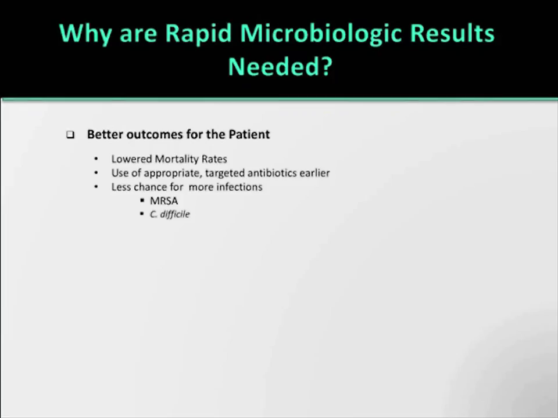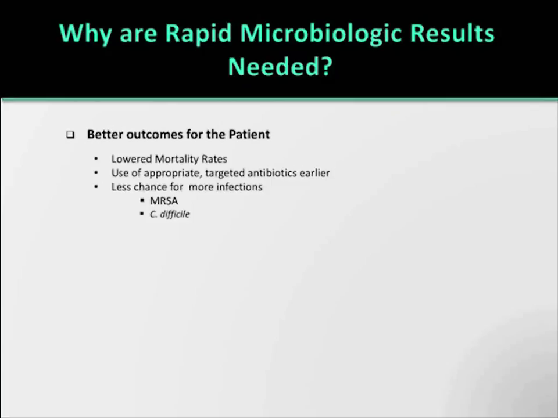So why do we care about getting results out more quickly than 24 hours or 48 hours? Well, certainly the overwhelming reason is our patients. We all want better outcomes for our patients. Yes, we all sit in our micro labs. Some of us even still sit in silos, hopefully not. But we do want our patients to get better, faster. We want lowered mortality rates. We don't want them dying. We want to give them appropriate, good targeted antibiotics as early as possible, not just throw broad spectrum antibiotics at them.